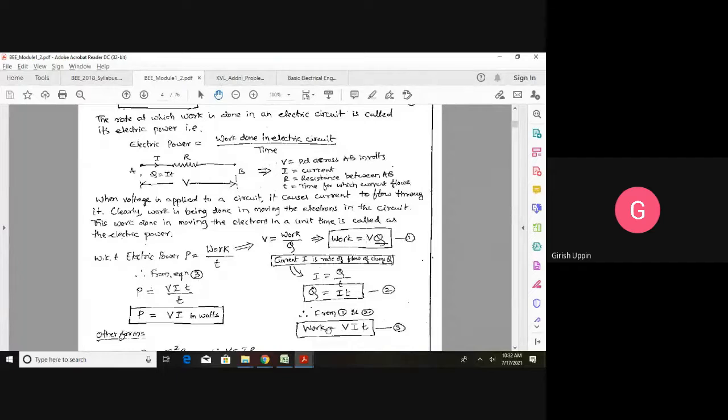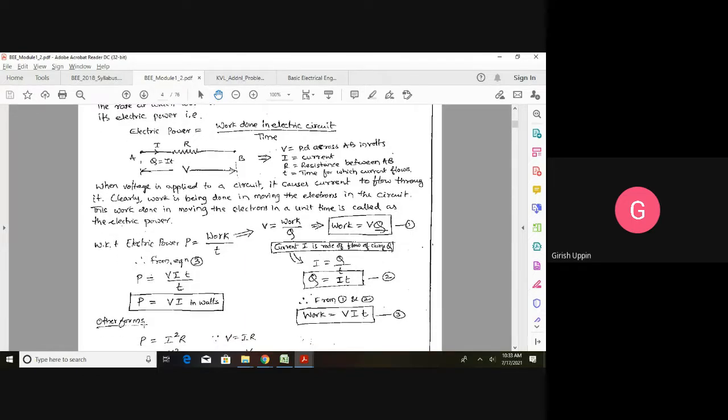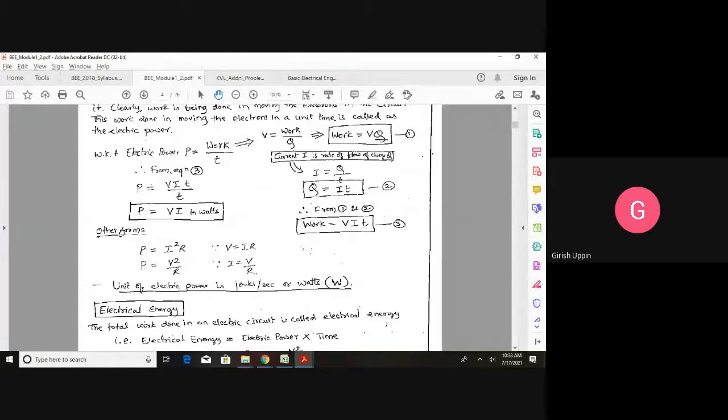What I will get, work is equal to V into I into T. So if I substitute in this particular equation, work is what? VIT divided by T. T will get cancelled. What remains? V into I. So remember, in case of a DC circuit, the power is equal to the product of voltage and the current flowing here.